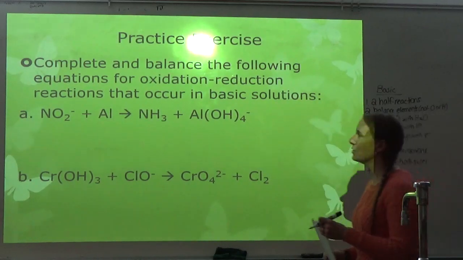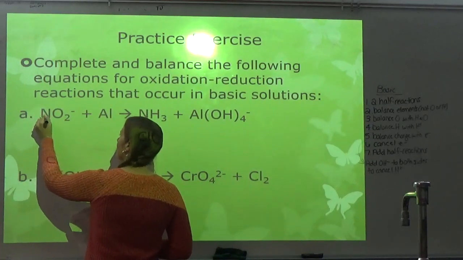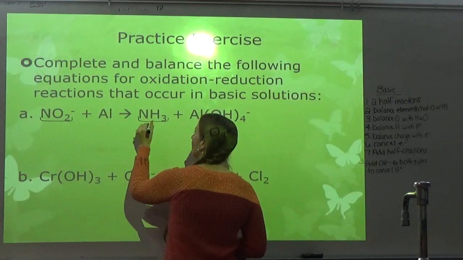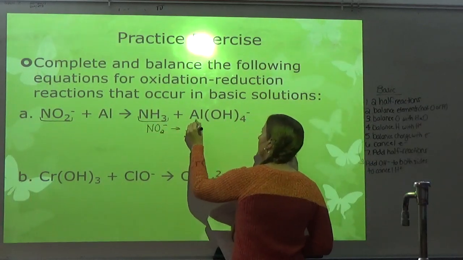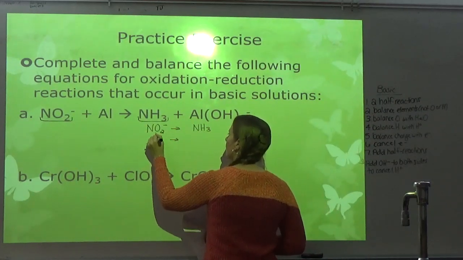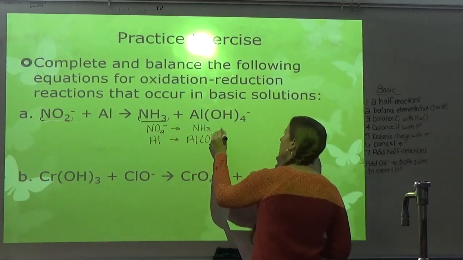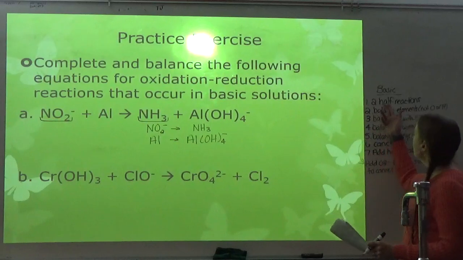Oh gosh, there's not a lot of room, so I will do the best I can. Alright, so I'm going to assume you've tried it, and let's look at it together. So I can see that NO2 and NH3 are going to go together. Okay, so I'm going to have to write kind of small again. So NO2 minus yields NH3, and then I have Al yields AlOH4 minus. Okay, so first thing I broke it up.